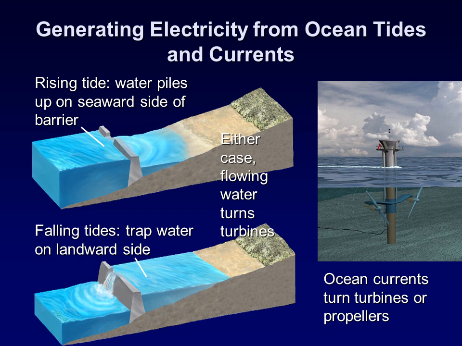So with rising tide, the water piles up on the seaward side of the barrier and falls over toward the land. And with falling tides, it traps water on the landward side and is spinning the turbine as it falls over that wall. In either case, again, it's the flowing water that turns the turbines.